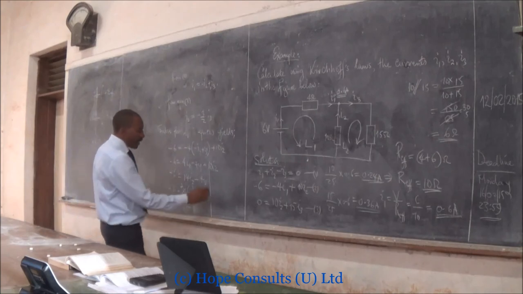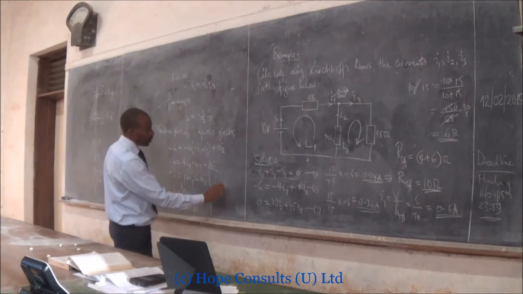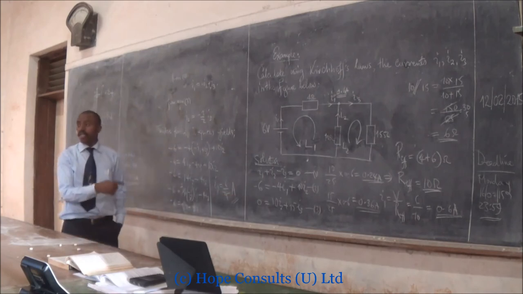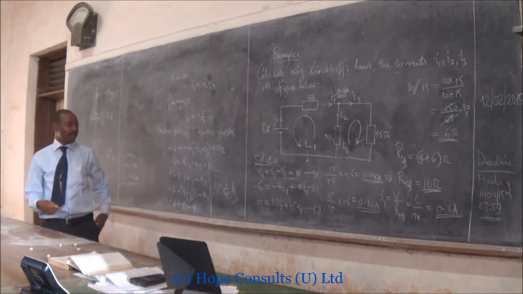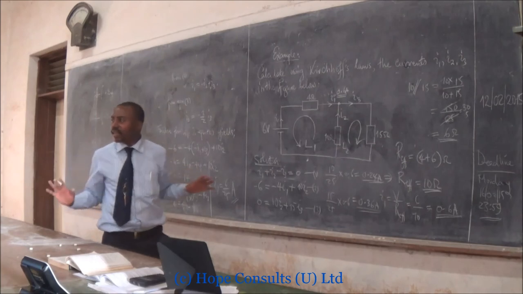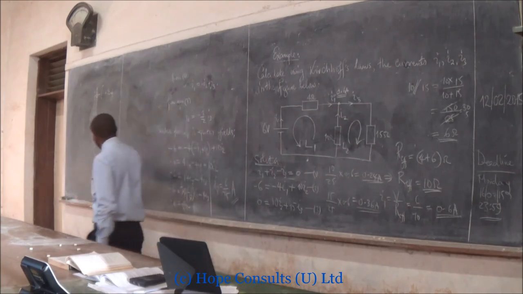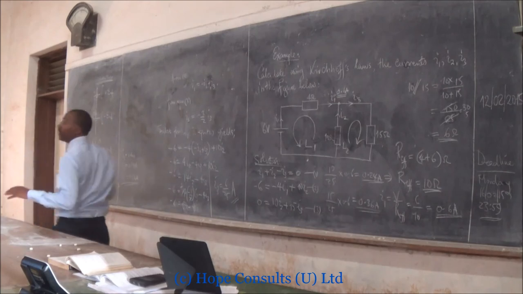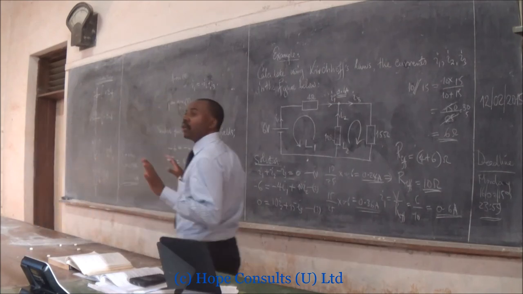So this would be the same as I3 is equal to 6 over 25 amps. And we need this. So you can do the other bit. You can take any loop as long as you take care of the convention.